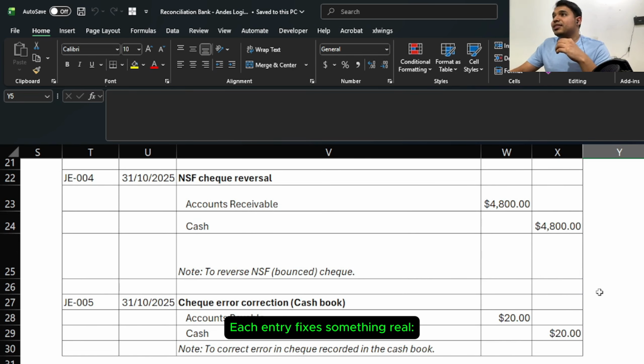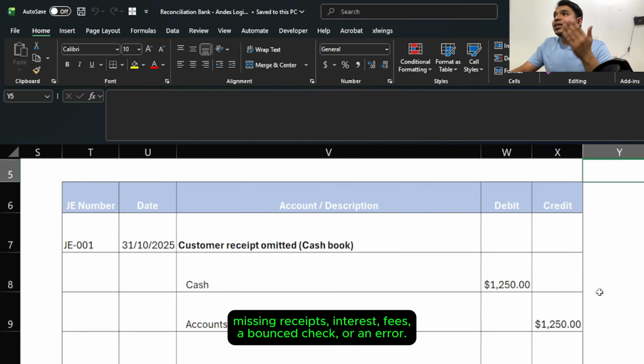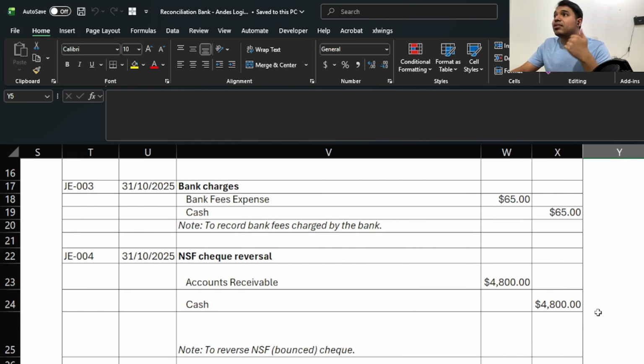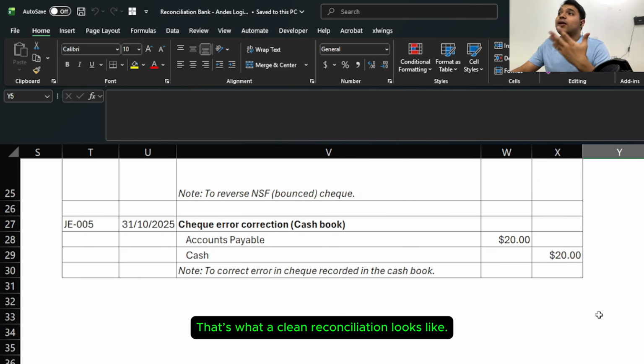Each entry reflects something real: missing receipts, interest, bank fees, a bounced check, and an error. That's what a clean reconciliation looks like.